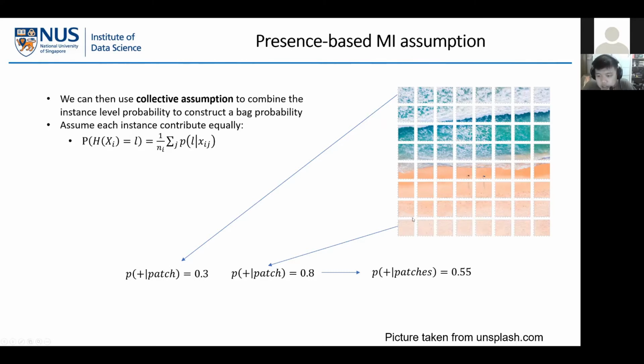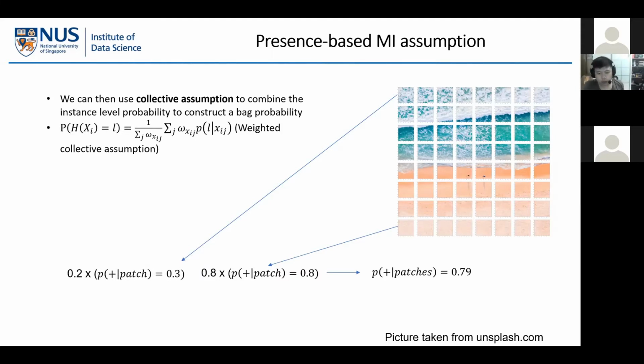Under this method, we're going to classify each patch separately, assign them a probability, and we apply an assumption. One such assumption is that each instance contributes equally. In this case, we can just take the average of the probabilities. So the probability of these two patches together will be the average, 0.55. This is the probability that this is a picture of a beach, which we obtain by averaging the probability of each instance.